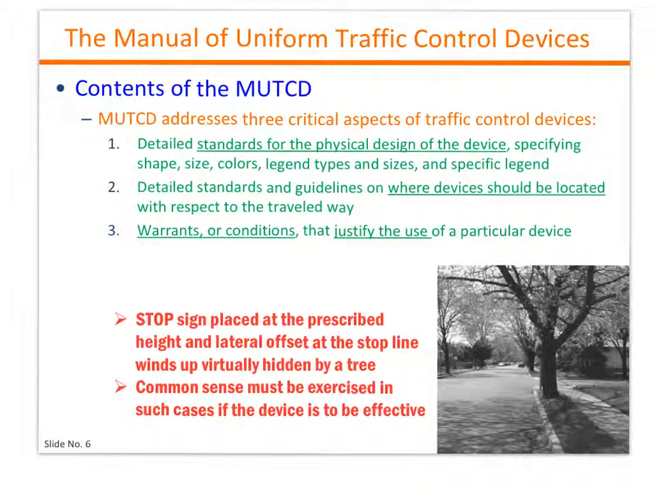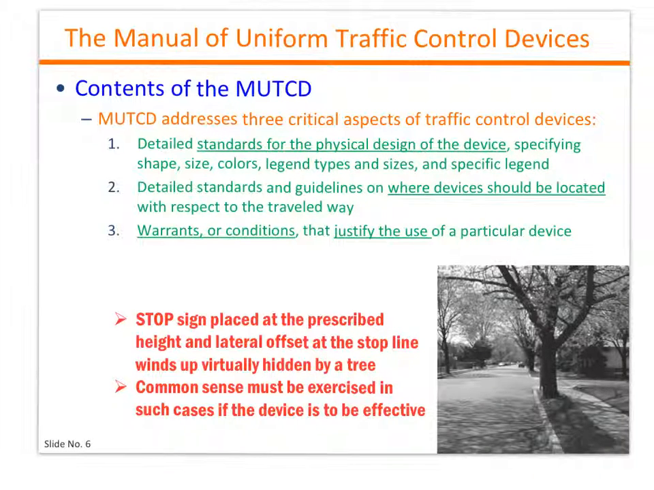So those are the major, again, three critical aspects that the MUTCD tries to cover when it comes to traffic control devices. Let's have a quick look at this example here. You can barely see it, but there is a stop sign placed at the prescribed height and lateral offset at the stop line that winds up virtually hidden by a tree. So you could see here that the stop sign can be at the exact location, designed very well, but the tree is in front of it, and as a driver you won't be able to see the stop sign from a clear distance.